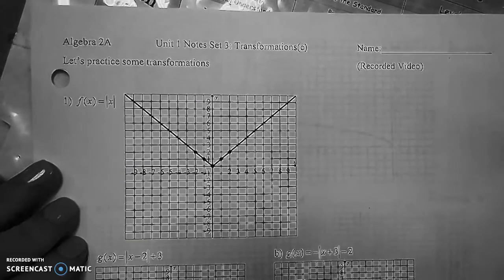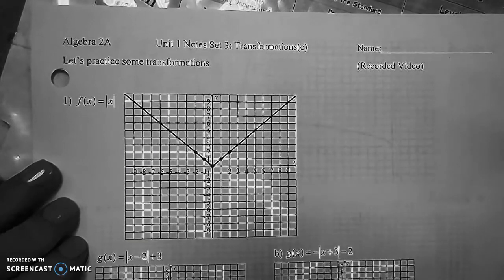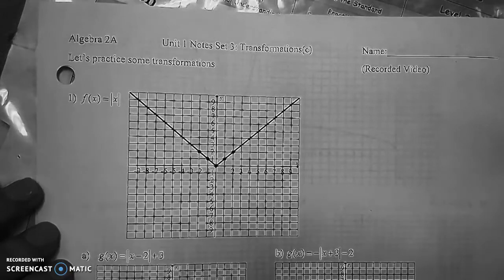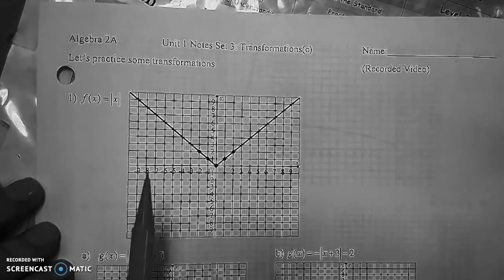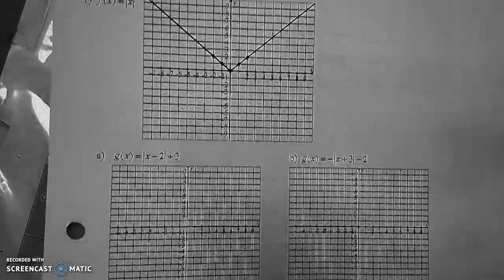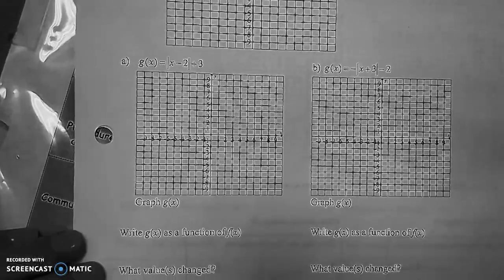So here we are on Note Set 3, and this is reviewing all the things that we've been putting together over the course of the last couple of days. Once again, we're starting with a parent function. Remember, this is the most basic function of this family of absolute value functions. So let's go ahead and look at problem number 1A here.